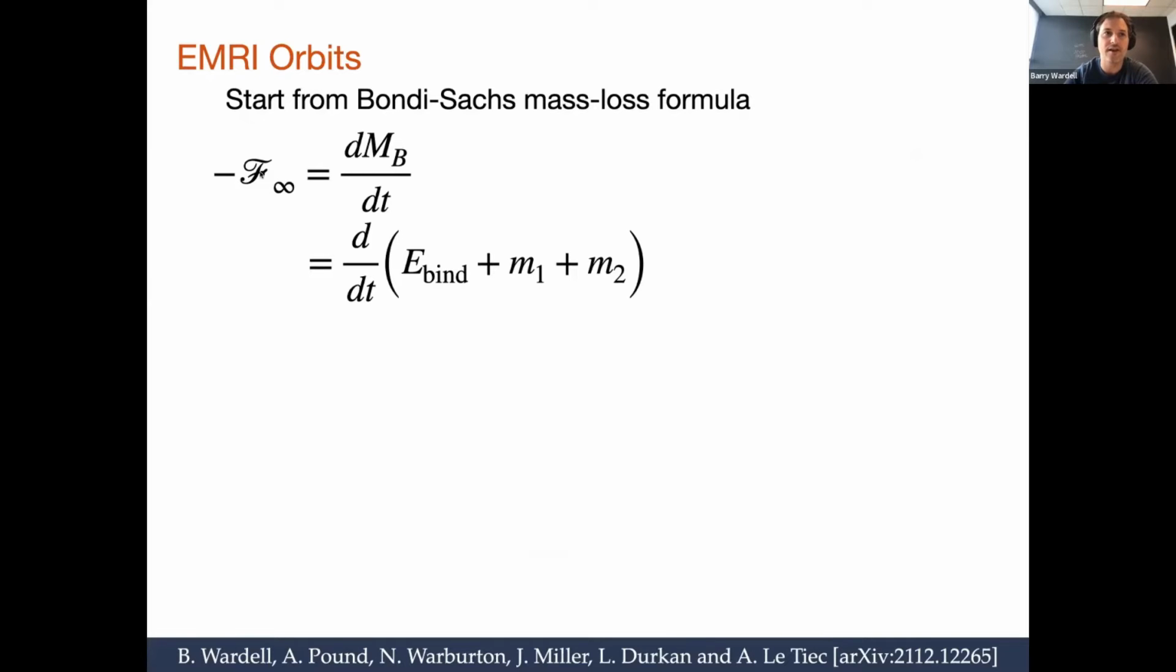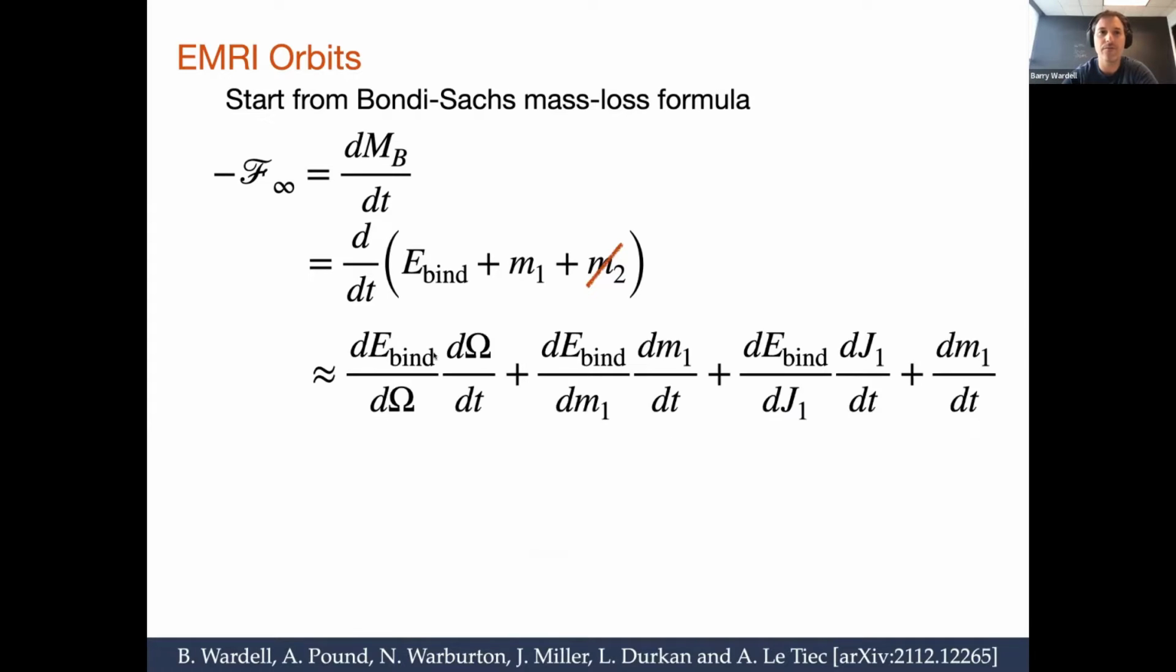So the basic idea is we state that the flux of radiation to infinity is the rate of change of the binding mass, and the binding mass can be written in terms of the masses of the 2 black holes and the binding energy of the system. We can then start to ignore things. The change in the mass of the small black hole is a higher order in mass ratio effect, so we can ignore that straight away. We can then use the chain rule to take the derivative of the binding energy with respect to time and write it as derivative with respect to the parameters, the frequencies and the masses.